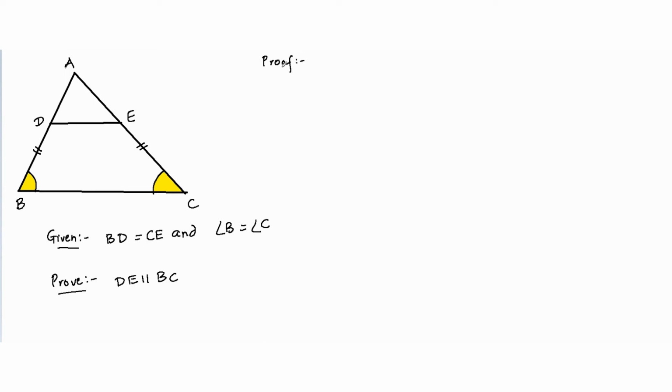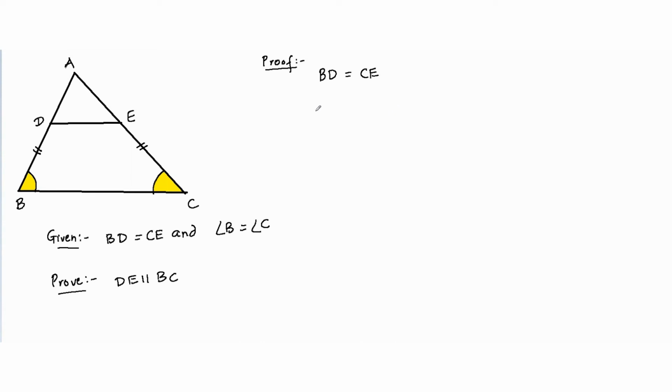We have BD equals CE. And now if I want to prove that the two lines are parallel, I will somehow have to use the converse of the basic proportionality theorem. So somehow I have to show that AD upon DB is equal to AE upon EC. If I can show that, then I can say that the two lines DE and BC are parallel to each other using the converse of BPT.